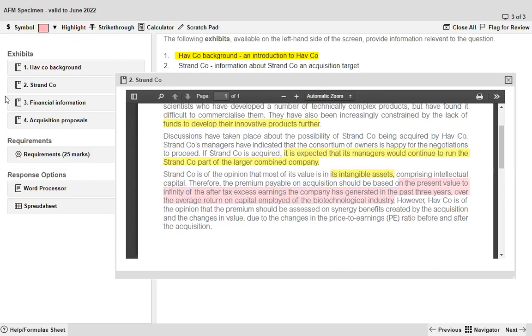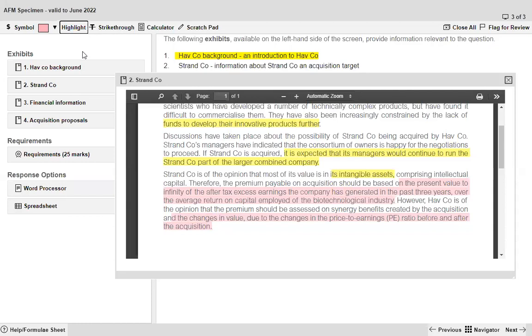Now, it says, however, Hav company is of the opinion that the premium should be assessed on synergy benefits created by the acquisition, rather than the changes in the value due to changes in the price to earning ratio before and after the acquisition. So there is actually a bit of a dispute about how this specific synergy benefit, this premium, should be established.